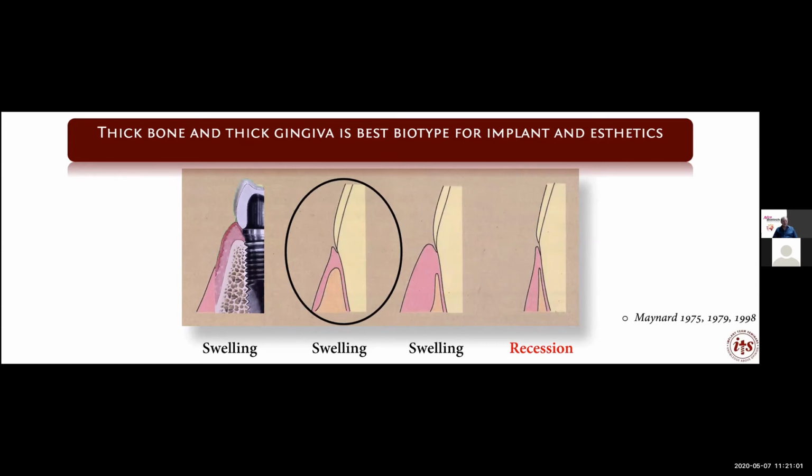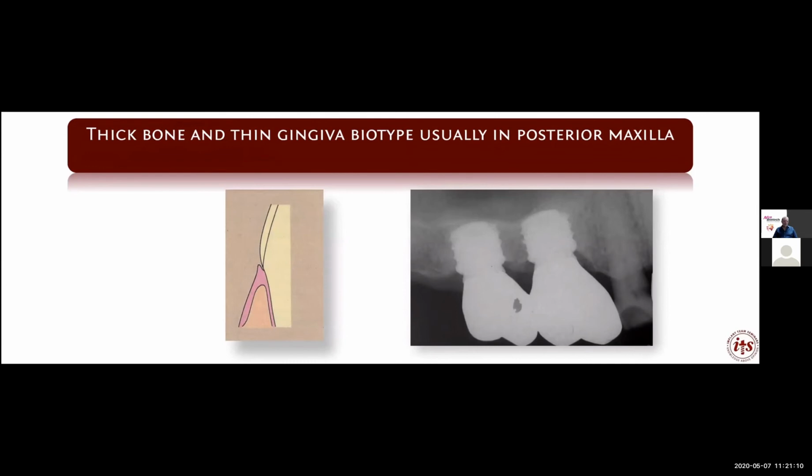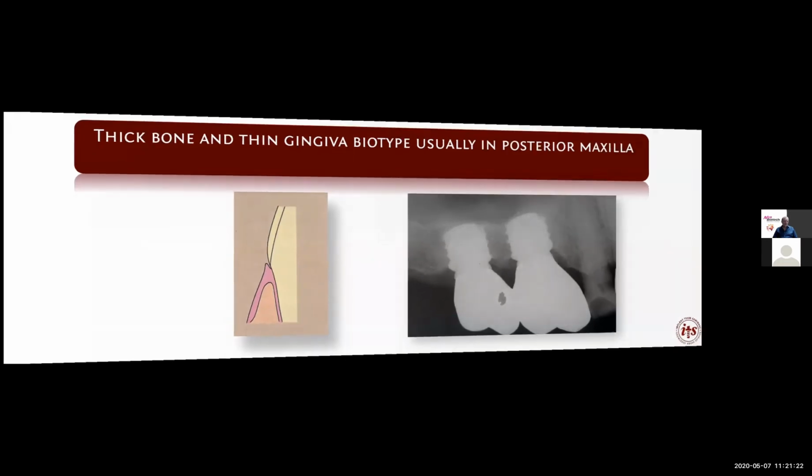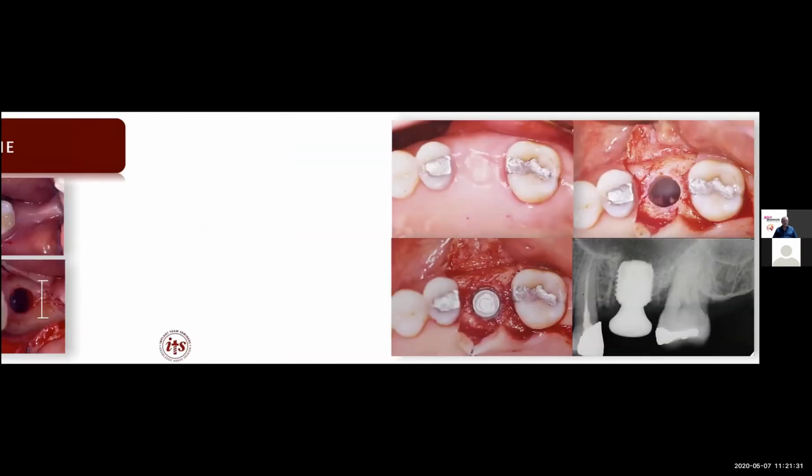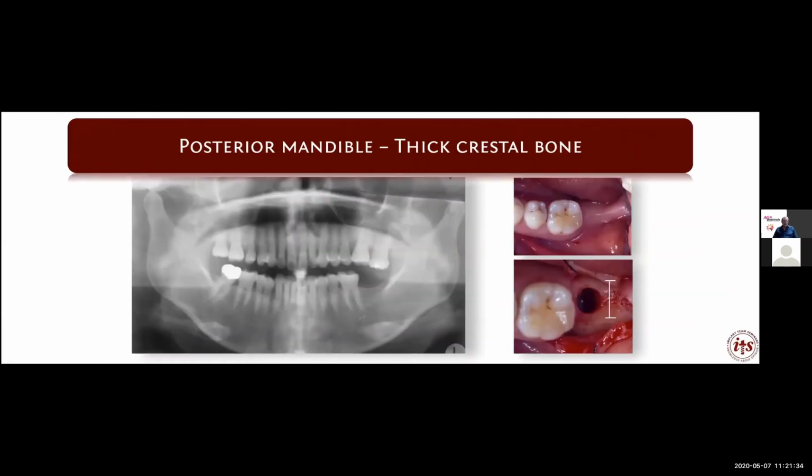But what about the biotype that has thick bone and thin tissue? The bone width is thick and the soft tissue covering the area is very thin. We see this biotype is more usual in the posterior maxilla, and we also see this type of biotype in the posterior region of the mandible, as we'll see on this slide. So it's the same scenario in the posterior mandible, with thick bone with thin tissue.